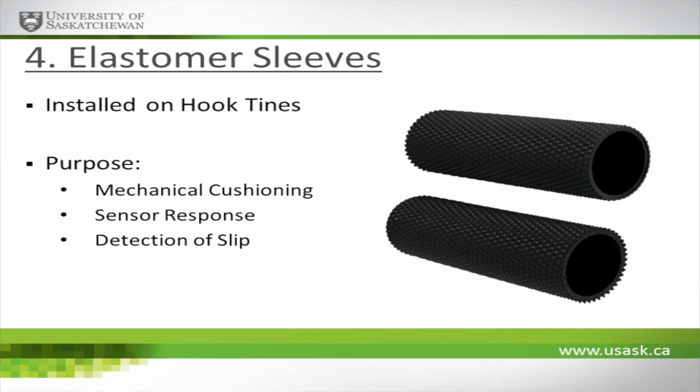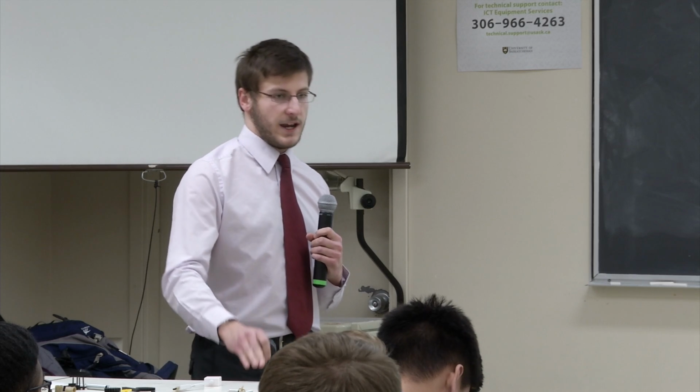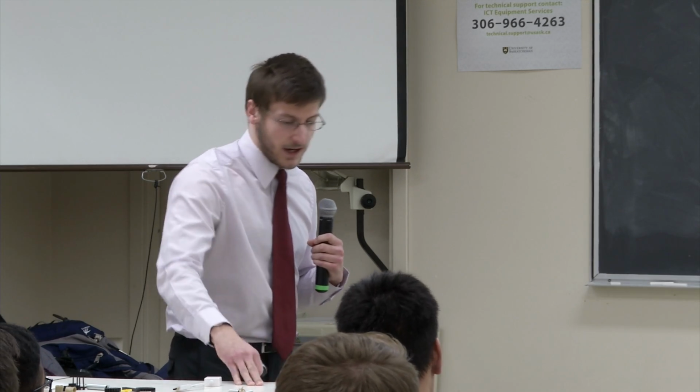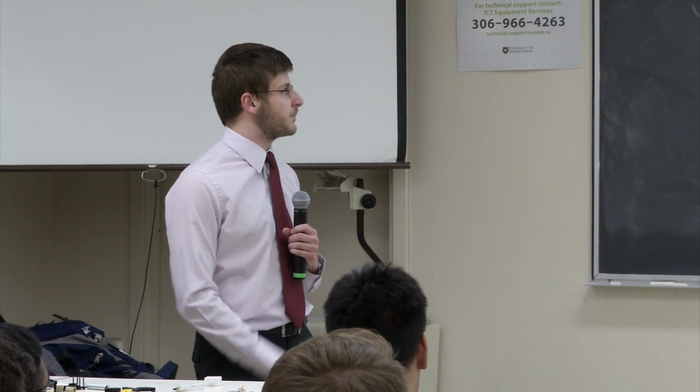Finally, one thing that isn't pictured but I would love to have in my proof of concept is elastomer sleeves, which is just a fancy way of saying I want a soft rubbery material on the tines of my hook. And this is important for two reasons. First of all, it's a soft material, so it provides mechanical cushioning. It's easier to hold more fragile objects. But it's also important in terms of detecting slip, because something rubbery is kind of sticky against objects. So one, it holds the objects better, but when they start to slip, you get a stick-slip means of slipping, which is much easier to detect. So those are two reasons why I would want those sleeves on the prosthetic.